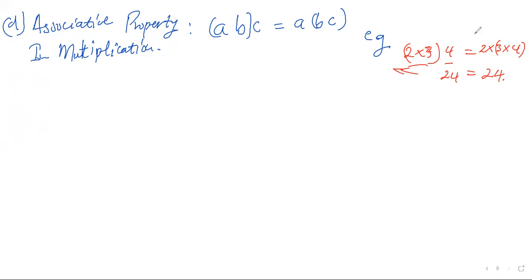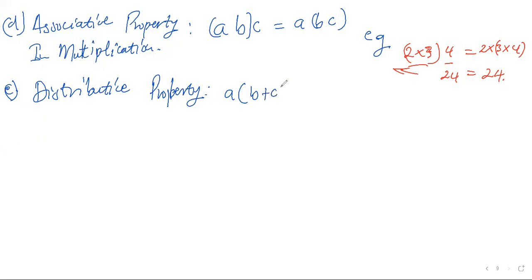And then the other property, number E, is the distributive property. Distributive property is simply under expansion. If we have A bracket B plus C, we can remove brackets by expanding and having A times B, which is AB, plus A times C, which is going to be AC.